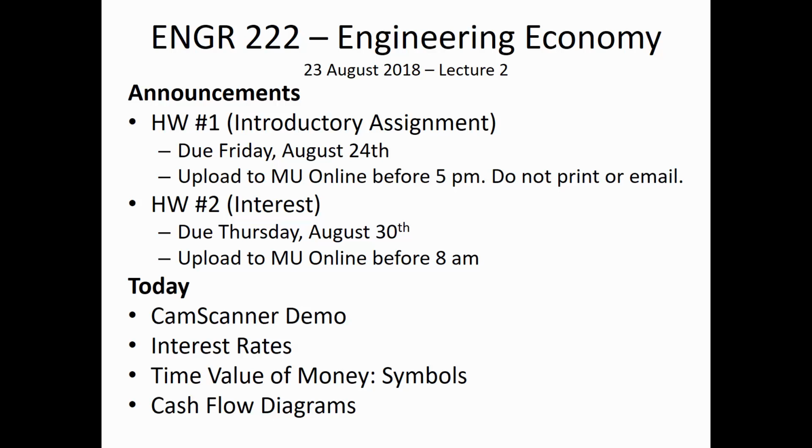Do you have a question? Yeah, did you want that as a Word document or a PDF file? Either one is fine. Okay. It'll display either one inside the system.